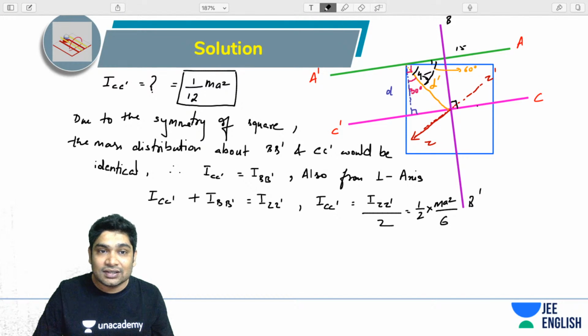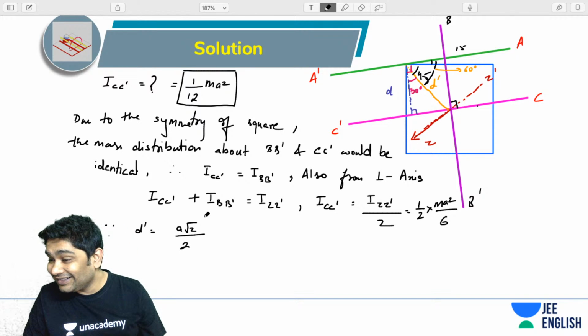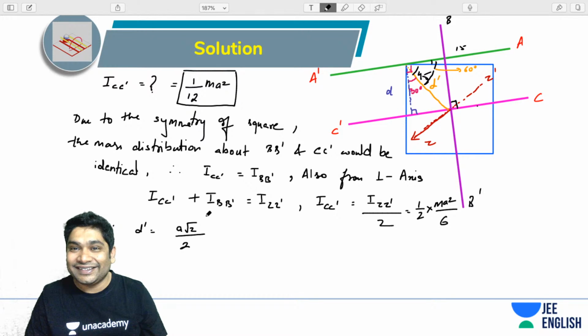So since D dash is the length of the diagonal, the length of the diagonal is A root 2, okay, over 2. Agreed? This will be D dash. Yes, 90 minus, yes. So why do you want to calculate this angle?